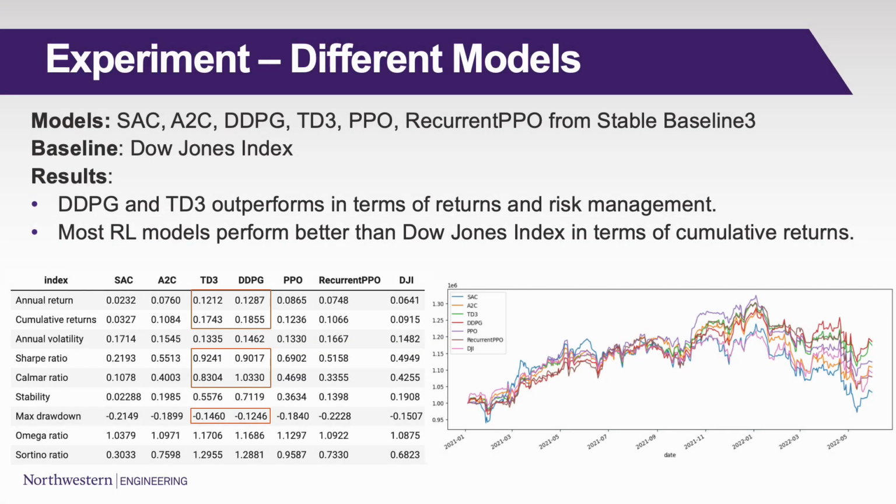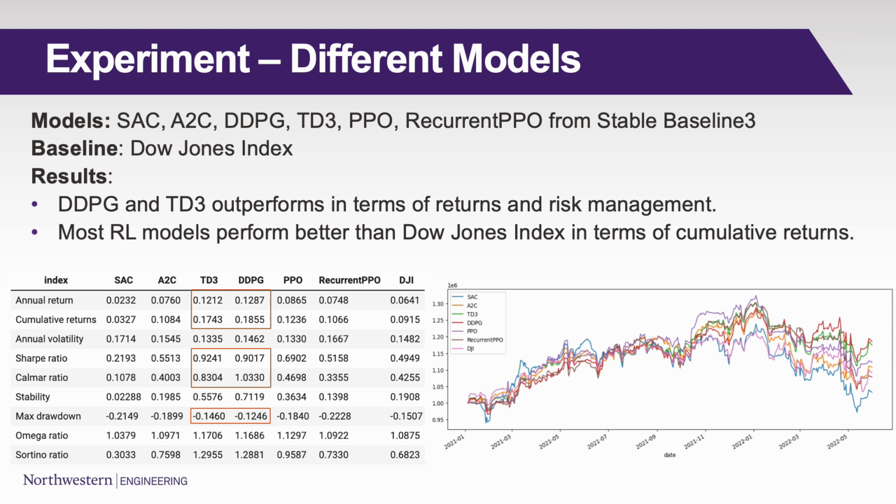We also utilize Stable Baselines3 to train and compare different models, including SAC, A2C, DDPG, TD3, PPO, and recurrent PPO. We use the Dow Jones Index in the same backtesting period as the baseline for comparison. The two graphs below show the result.